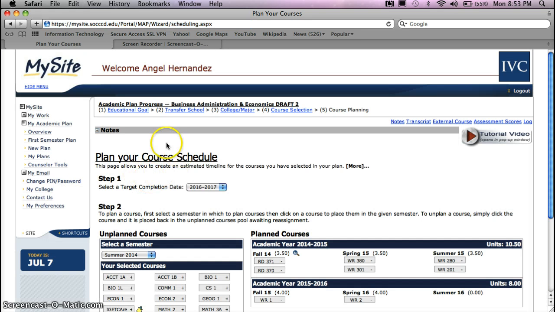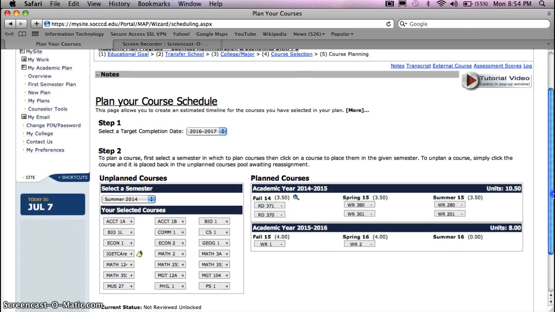Now I'm in the plan your schedule breakdown. Step 1, select your target completion date. I selected 3 years from now, 2017. You can play with the completion date to see how many classes you would have to take each semester, if you will. Step 2 is when you're selecting the actual courses, if you will.